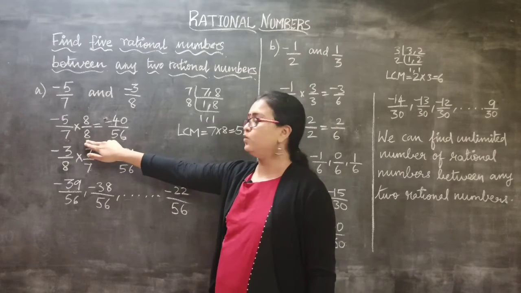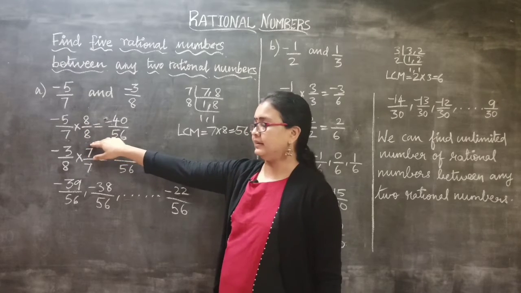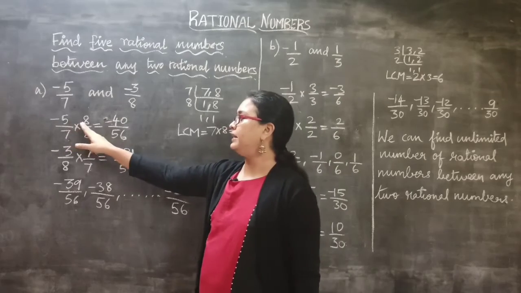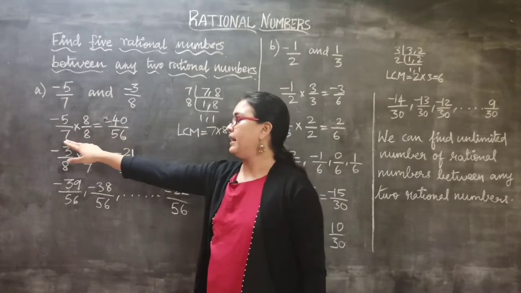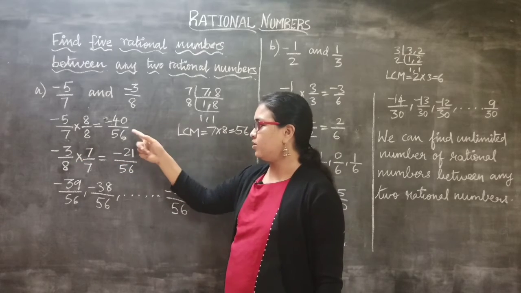So I am multiplying with 8 also in the numerator, right? Not only in the denominator. That is how we have to do equivalent rational numbers. So minus 5 multiplied by 8 is minus 40 and 7 multiplied by 8 is 56, right? So we got the answer for this.